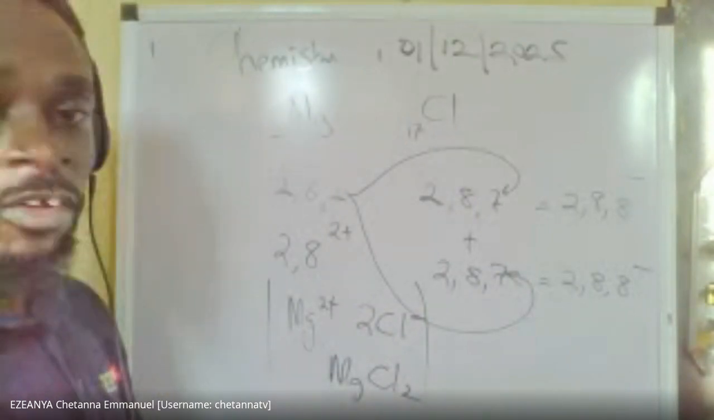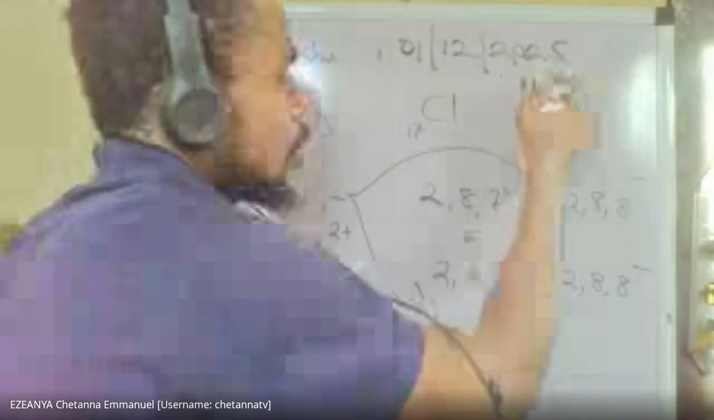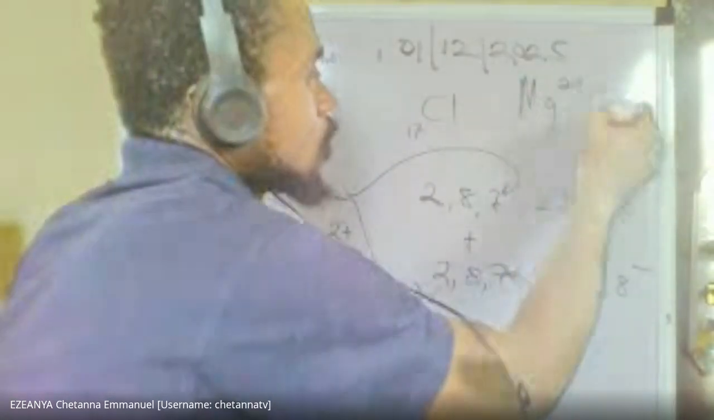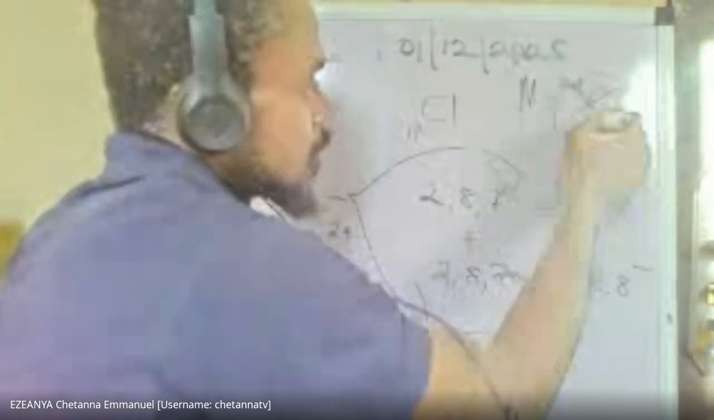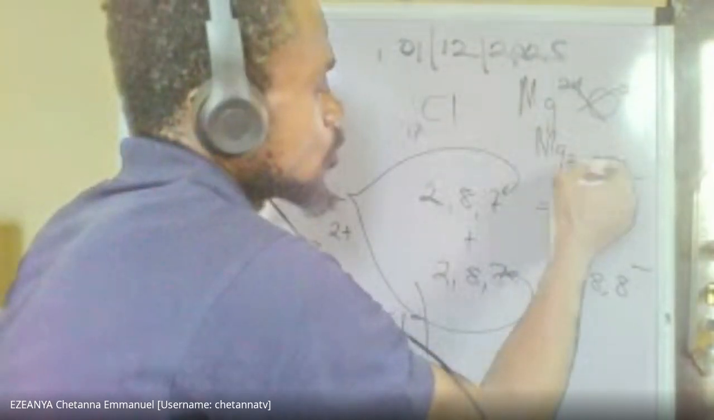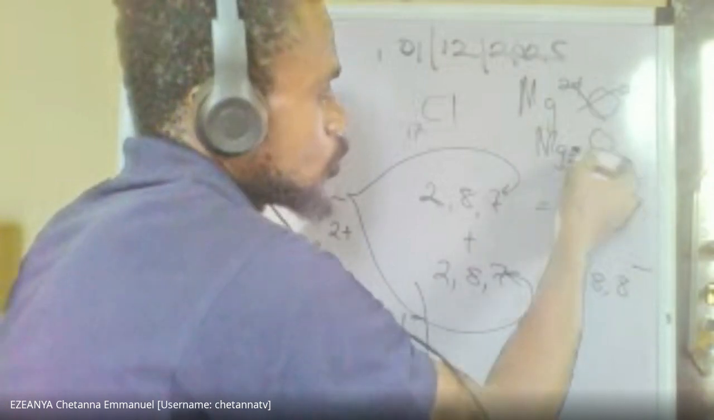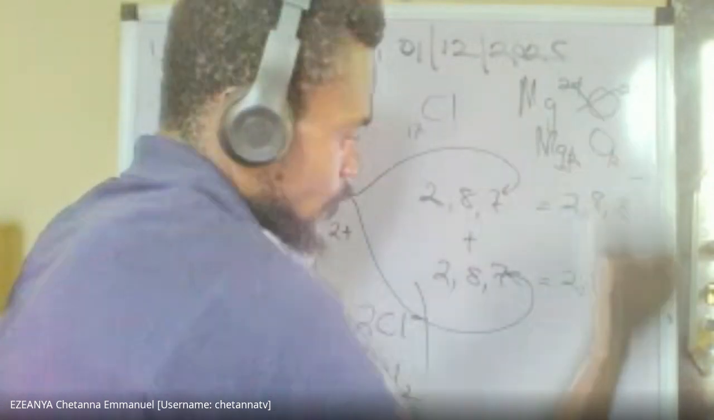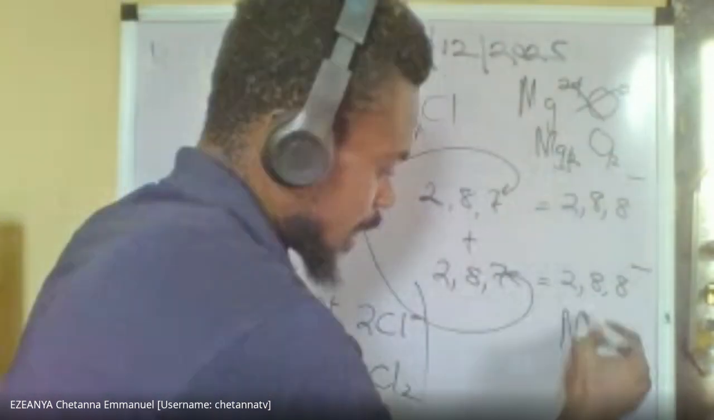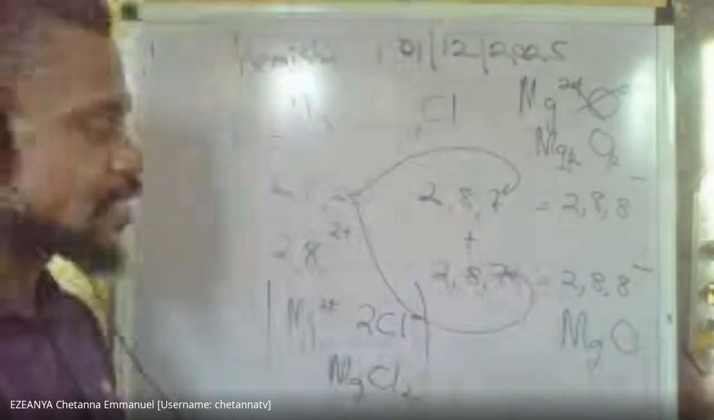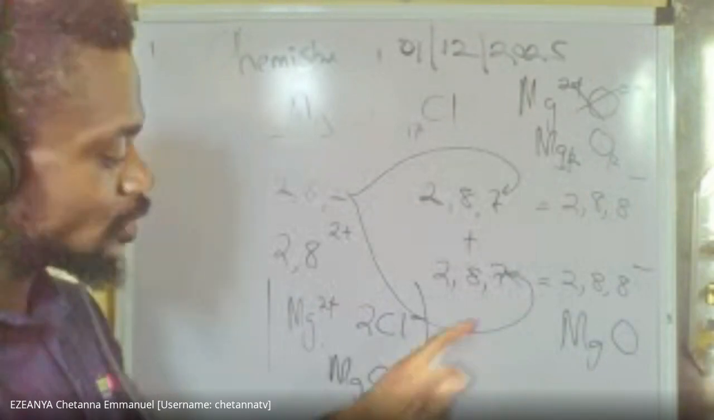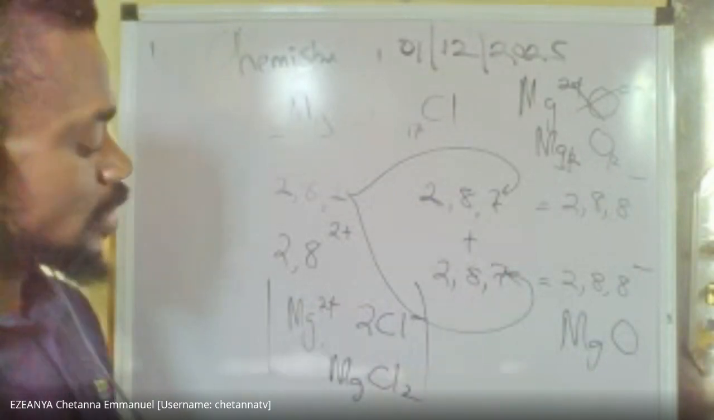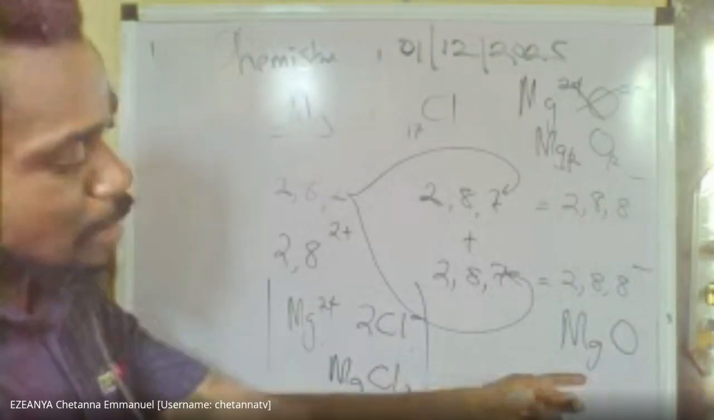For magnesium oxide, we have Mg2 plus and O from oxygen. Transfer of valency, we now have Mg2O2. 2 cancels 2. That's why the formula of magnesium oxide is MgO. This is another topic when we go to chemical formula, but it's better you understand where all this came from. So that's why magnesium chloride is like this, and magnesium oxide is like this.